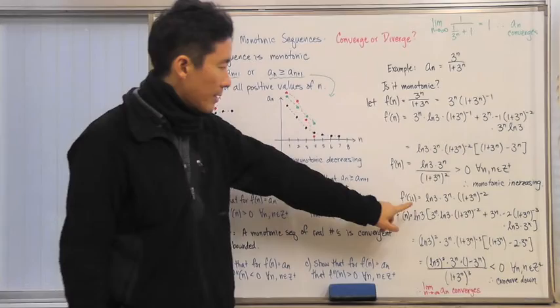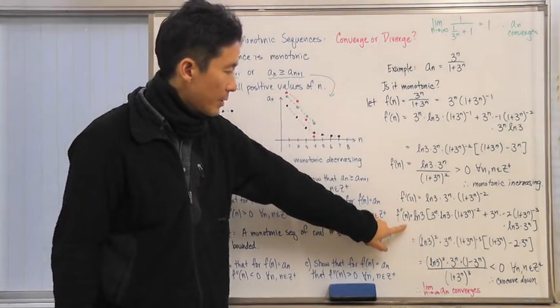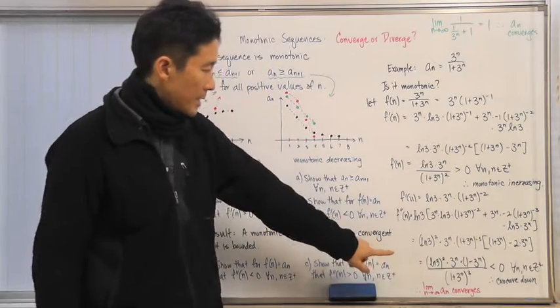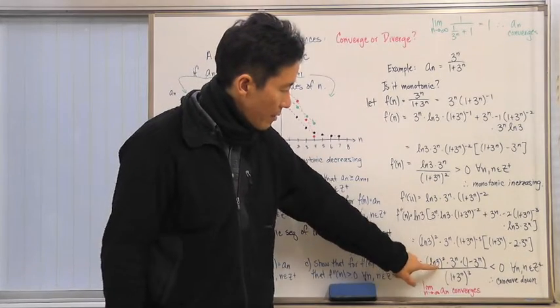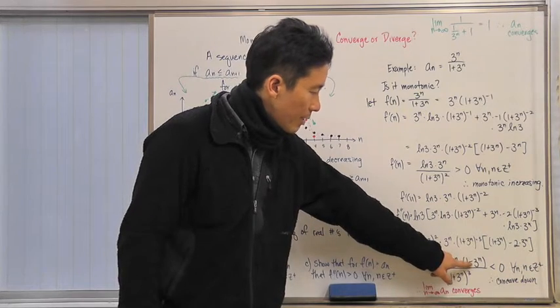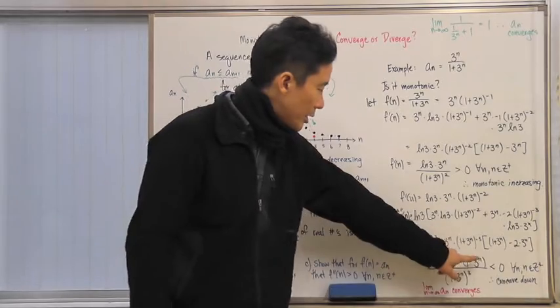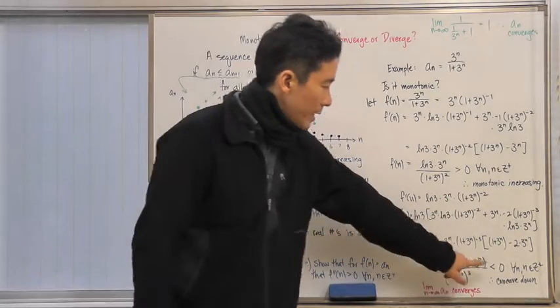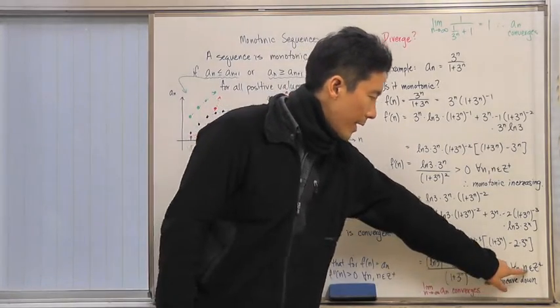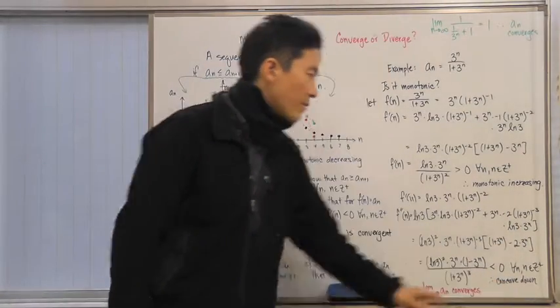Now, if we take a look at f prime of n and find out what f double prime of n is, here's what f double prime is. Notice that this is a positive value, positive value, positive value, and this one here is the negative value. So that means that f double prime of n is going to be less than 0 for all n being an element of the positive integers, and therefore it has to be concave down.